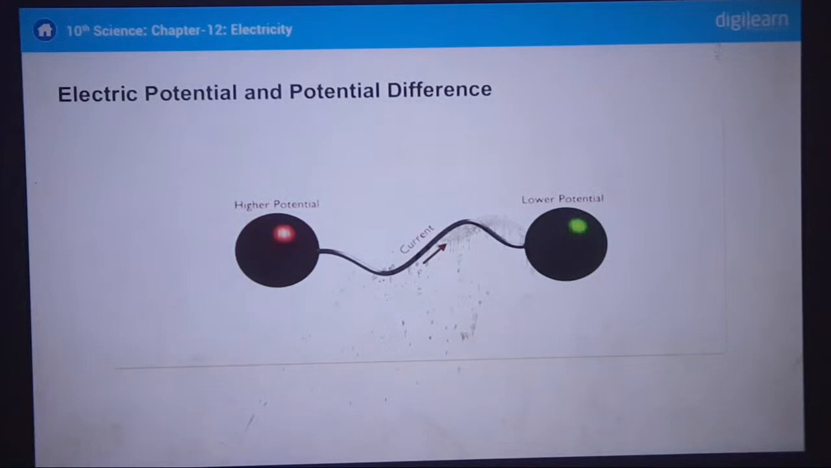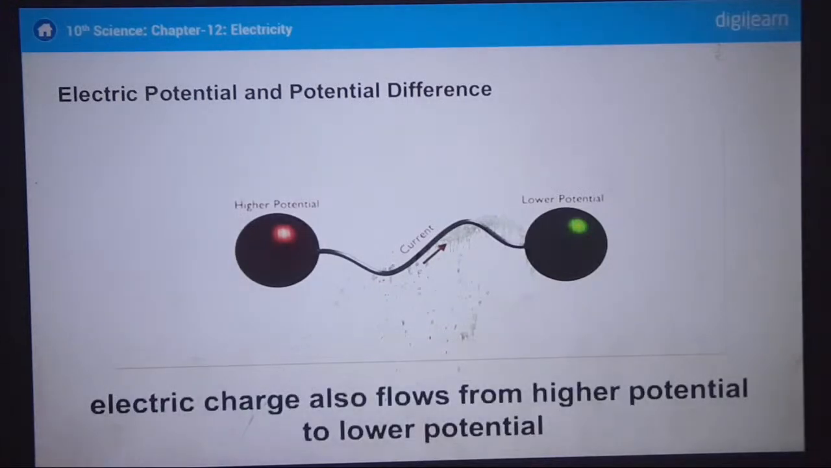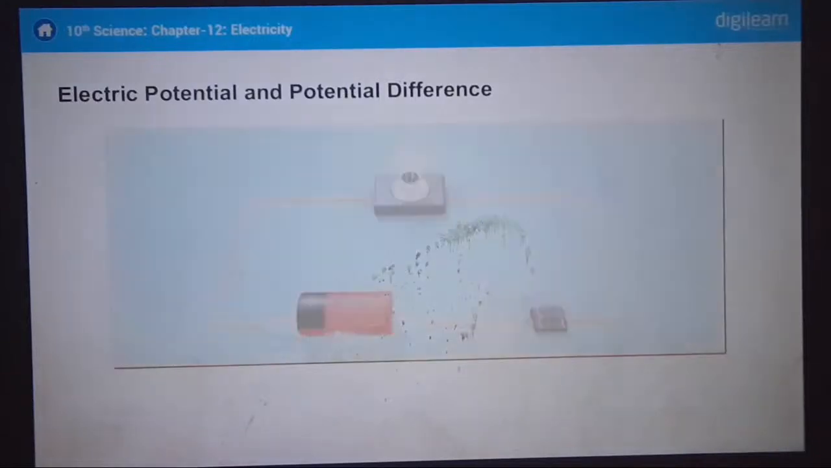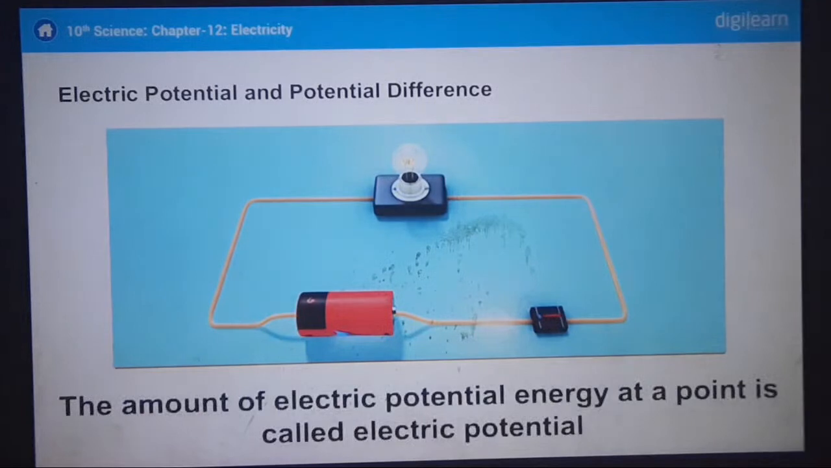Electric potential and potential difference. What makes charge flow? Just like the flow of water from a higher level to a lower level, electric charge also flows from higher potential to lower potential. This potential difference can be created by a battery. It pumps the charges from its storage to make current flow in the circuit. Electric potential: the amount of electric potential energy at a point is called electric potential.